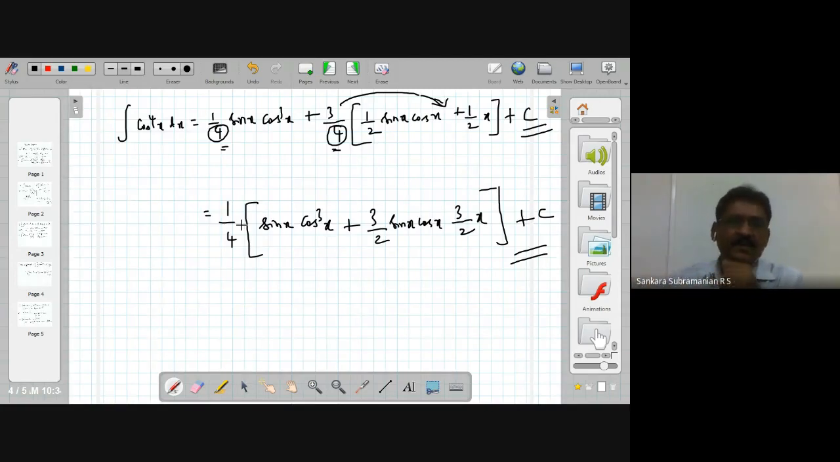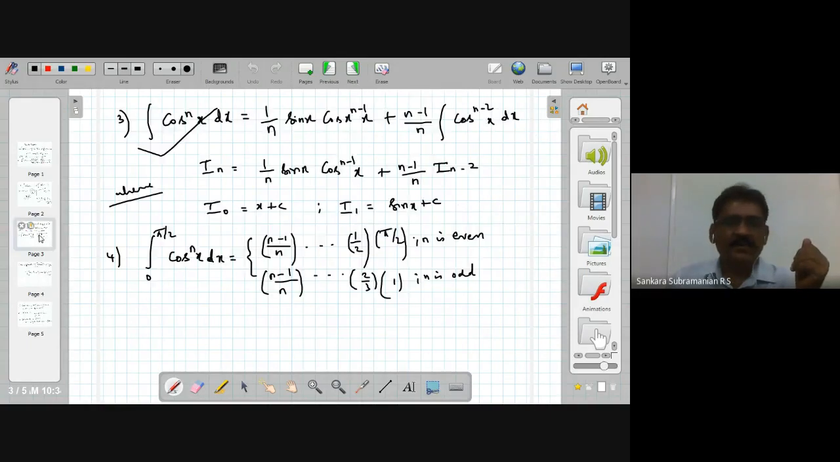அவ்வளோதான். ஓகே. Now let me go for evaluating 0 to π/2 போட்டு செஞ்சு பாருங்க. Find the reduction formula for the integral 0 to π/2 cos power n x dx. செய்யுங்க பார்க்கலாம்.